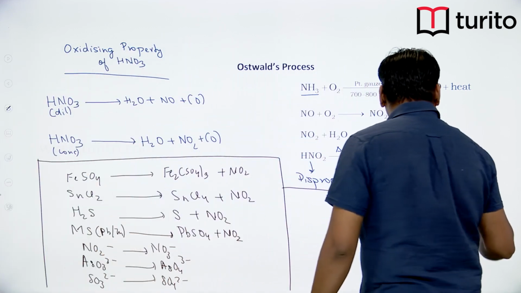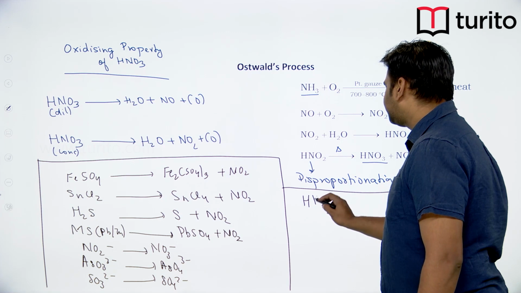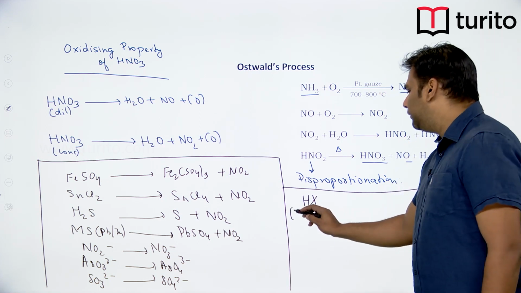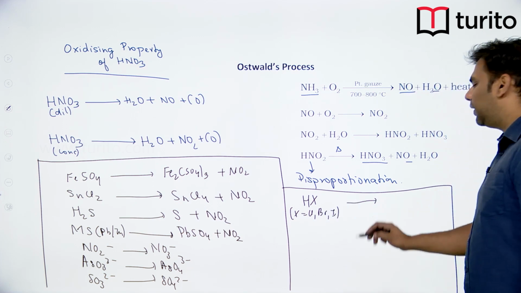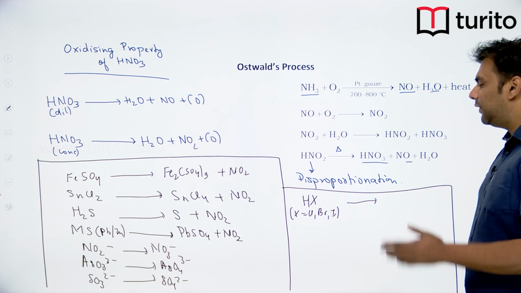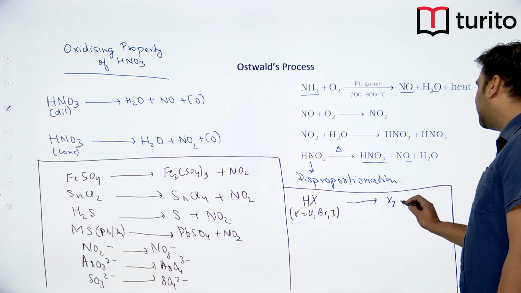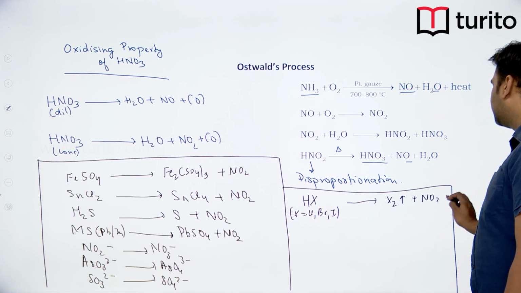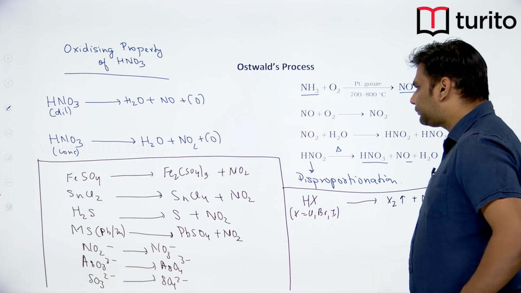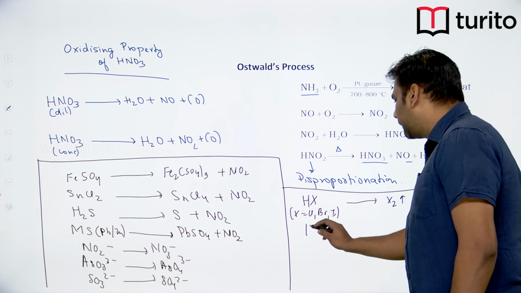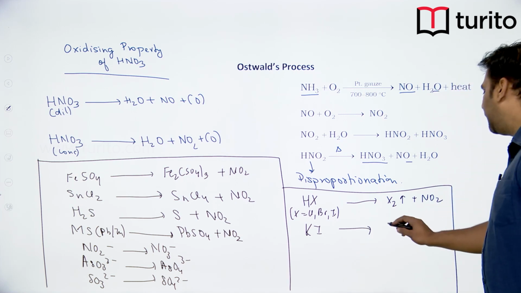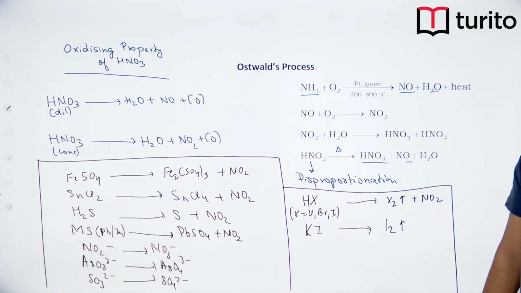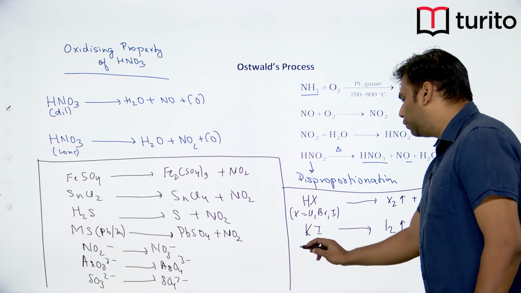Similarly, if you take HX, where X can be chlorine, bromine, iodine, you react it with conc HNO3. Conc HNO3 is a strong oxidizing agent. It will oxidize X- into X2. So we'll get X2 plus NO2. Similarly, if you react KI with conc HNO3, iodine would be liberated out.